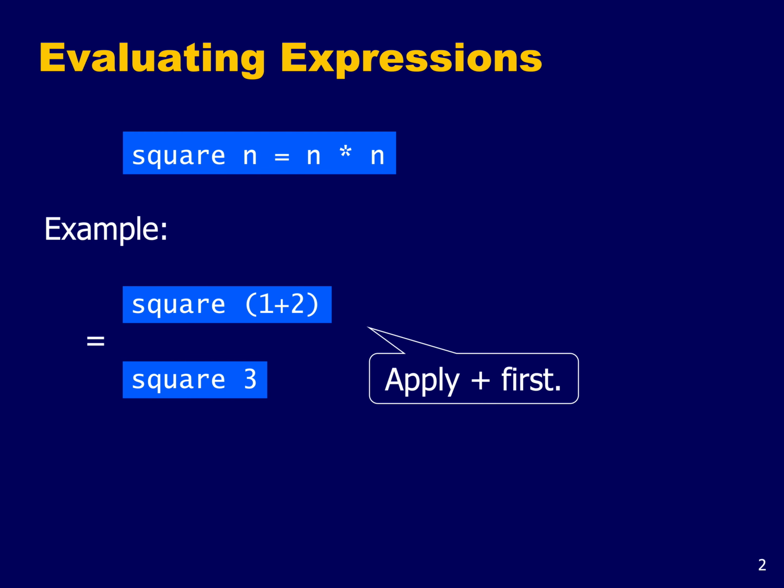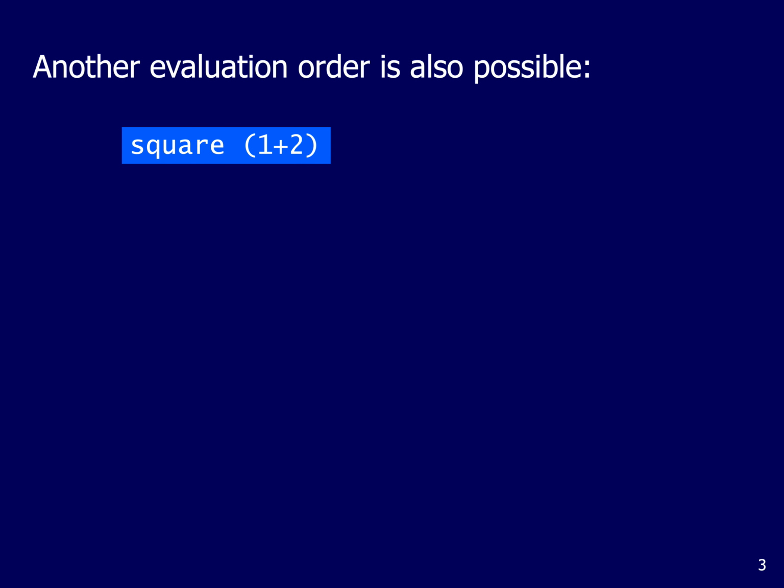And then I could apply the squaring operator. So I could say that square of n is n times n. So I'll get 3 times 3. And then finally, I could apply the multiplication operator. So this is a completely straightforward idea. We're starting with an expression, square of 1 plus 2, and we're just applying definitions until no further simplification is possible. However, this is not the only way that we could have evaluated this particular example.